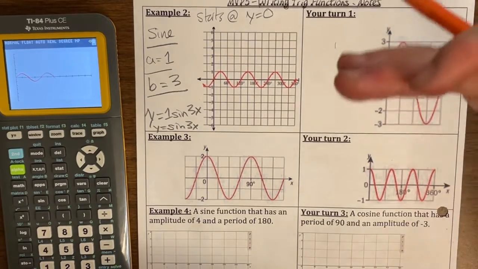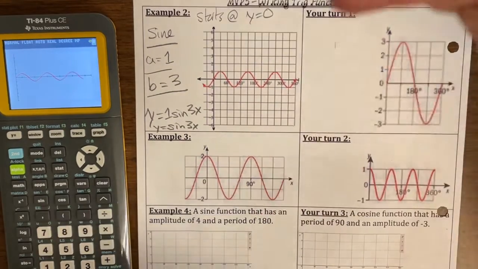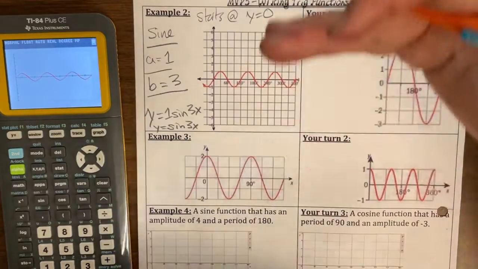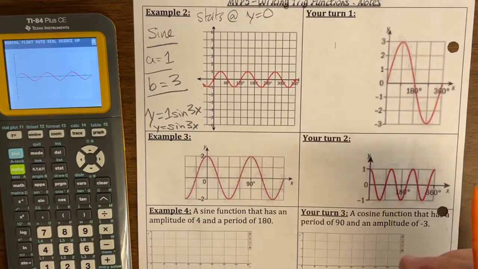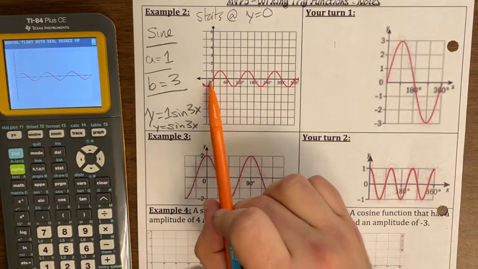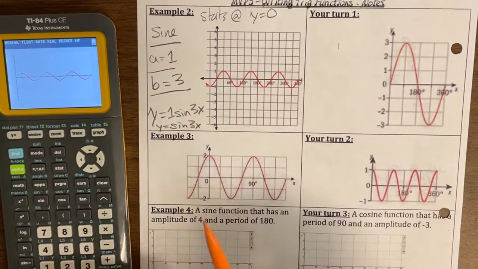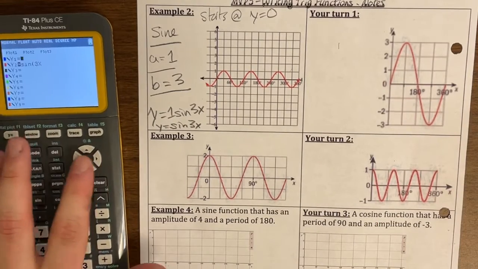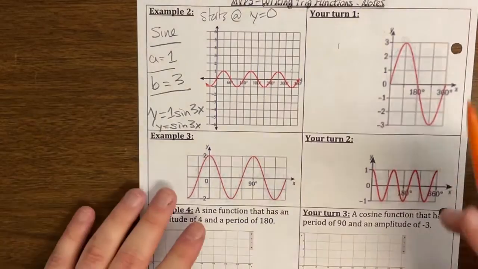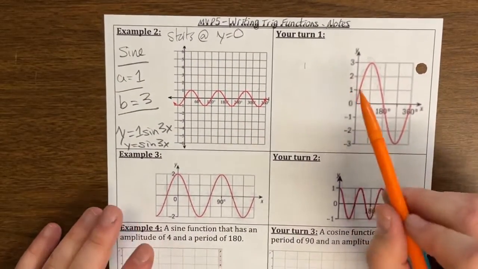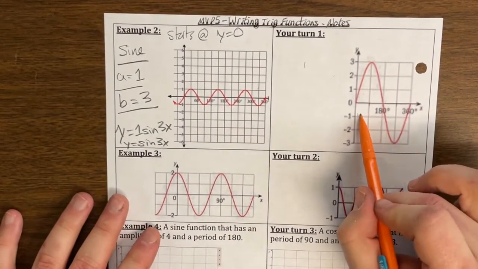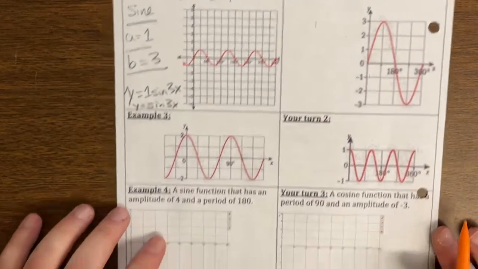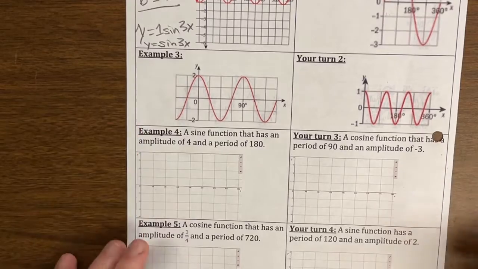Again, notice that since the amplitude is 1, we have a shorter function, meaning on the y-axis it is shorter, but from 0 to 360 we have 3 peaks, which is why we have b equals 3. All right, figure that out. For that next one, it's your turn. Real simple, try it out for yourself and double check with me when you're in class. All right, moving on to that third example.